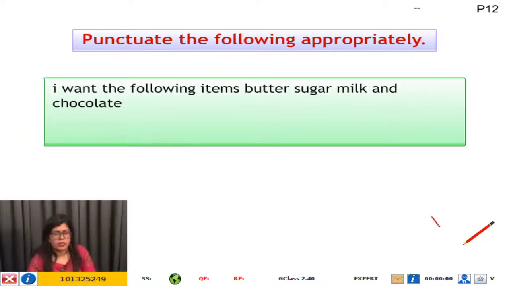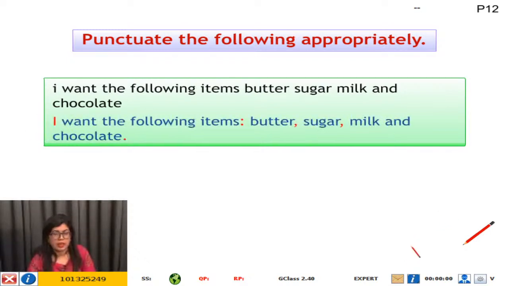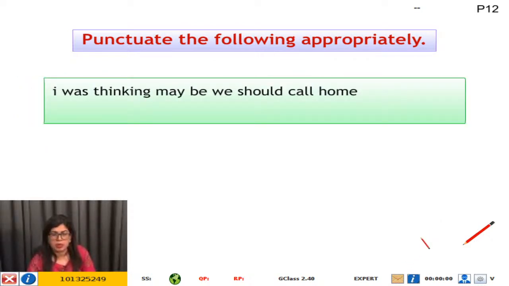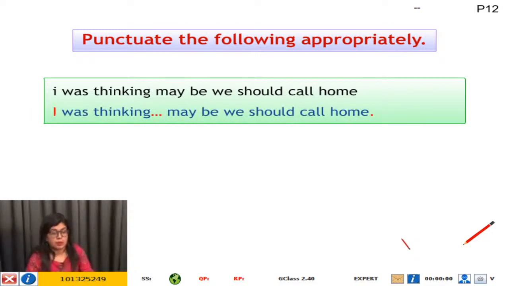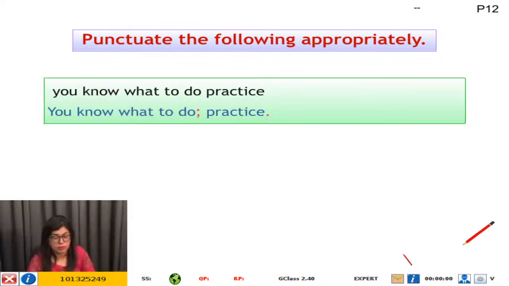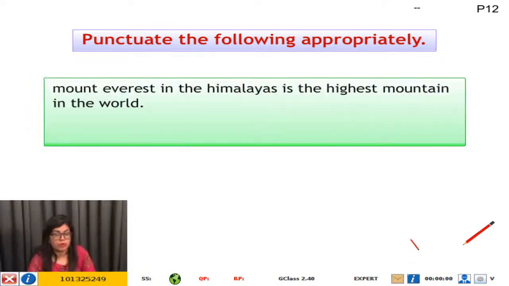Full stop. I want the following items: butter, sugar, milk, and chocolate. Okay, so let's see. I will be capital. I want the following items, colon, butter, comma, sugar, comma, milk, and chocolate. I was thinking maybe we should call home. I was thinking, ellipsis, maybe we should call home. You know what to do, practice. You know what to do, semicolon, practice.